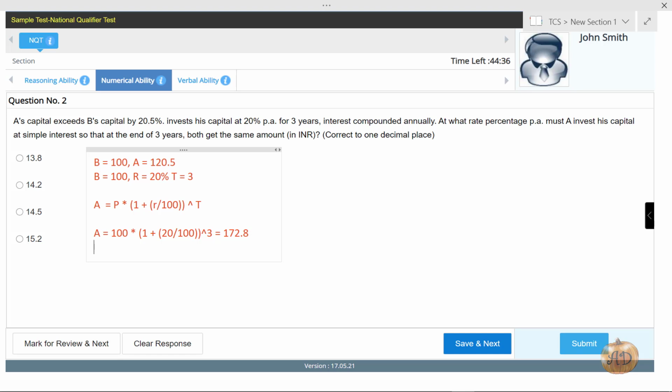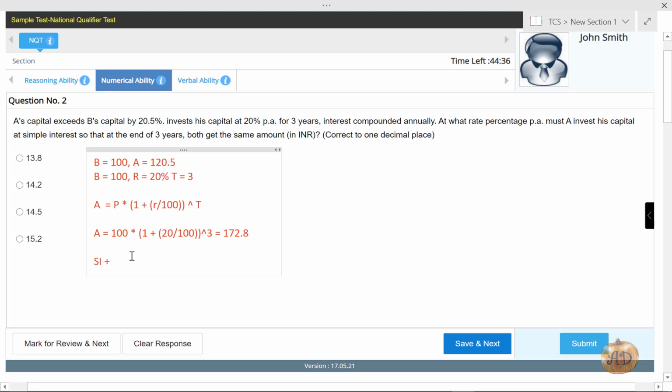So when we find out the amount, we now know the compound interest is, actually we don't need to find out the compound interest now. We can move to the second part of the question, that it's asking at what rate percentage per annum must A invest his capital, and A is investing his capital at simple interest.